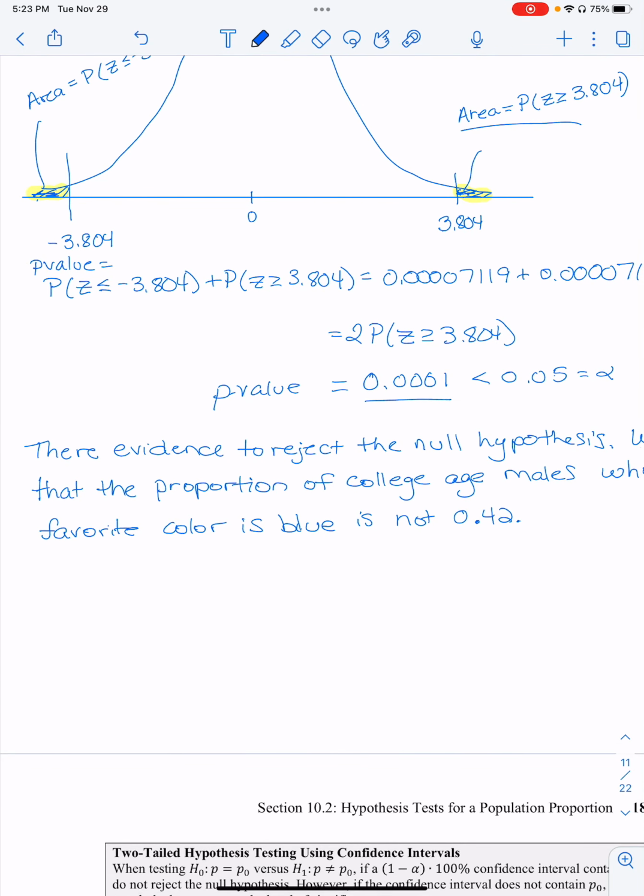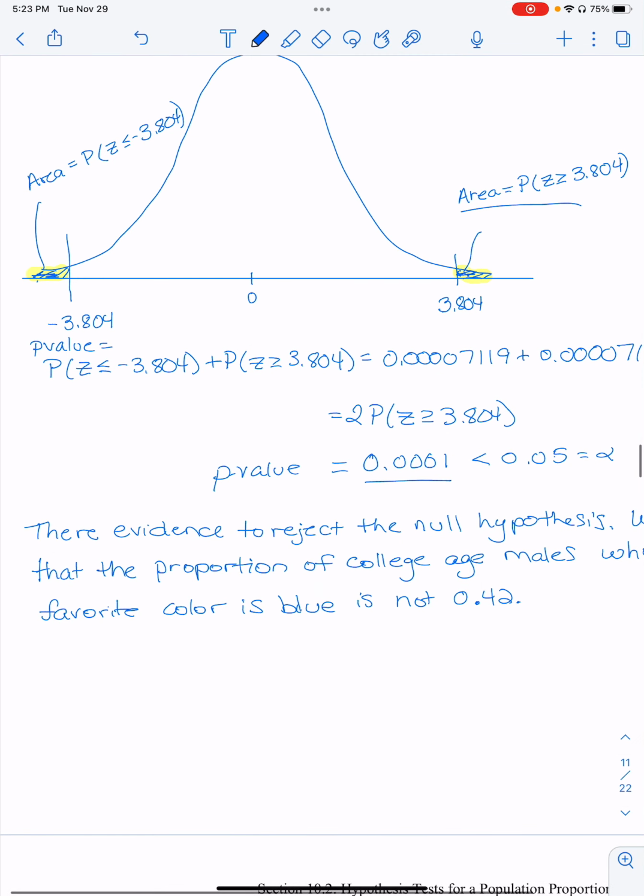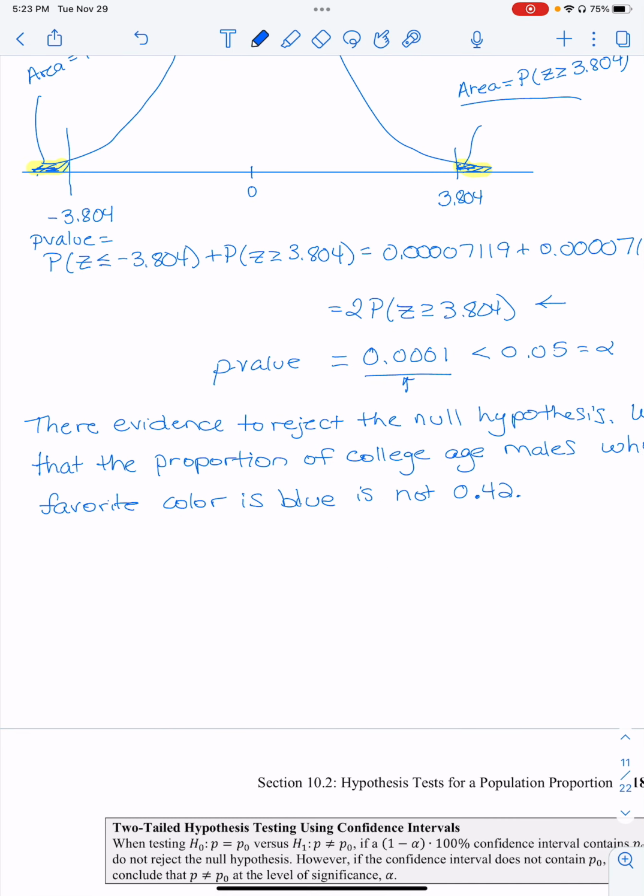Now, if I don't use this method, the Z method, you can also look for critical Z's that'll get you below certain scores, but this is the way that I would do it with StatCrunch here, and you come out and you multiply it by 2. That's the easiest way for me to do it.